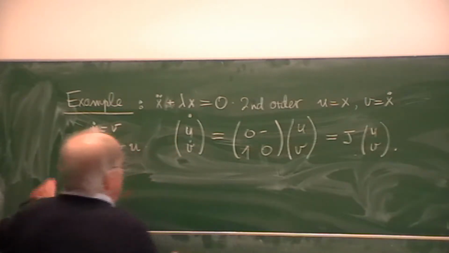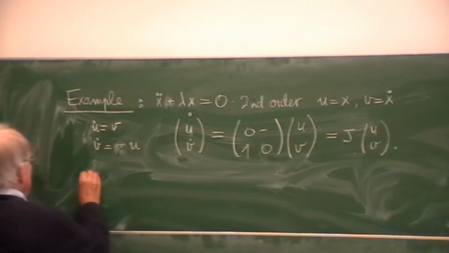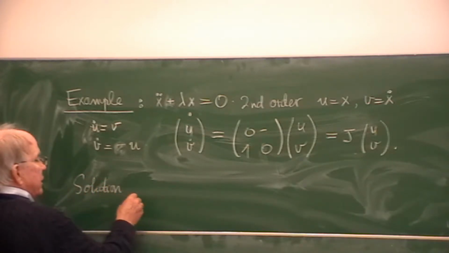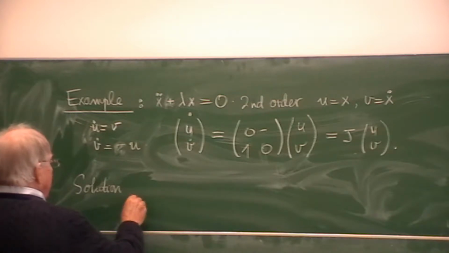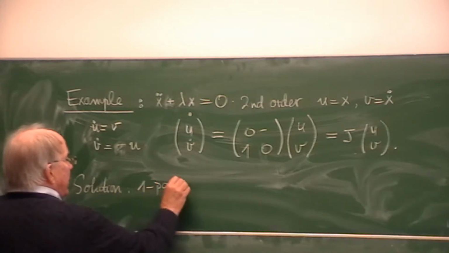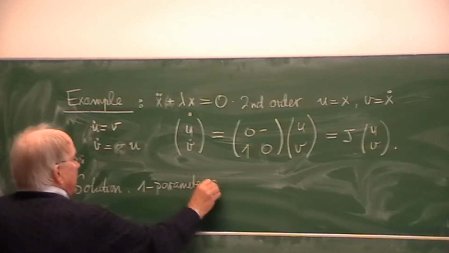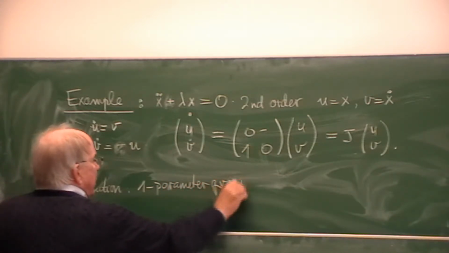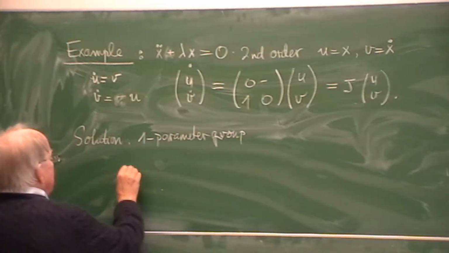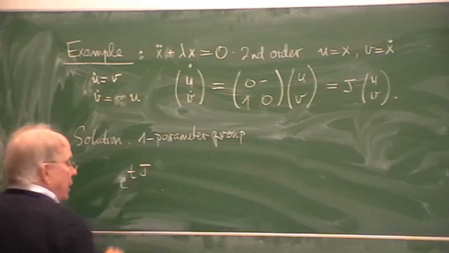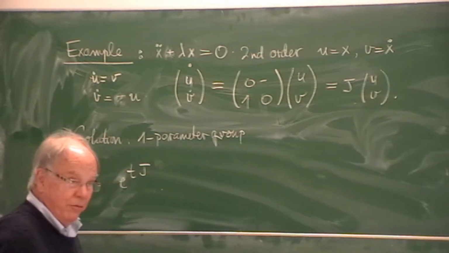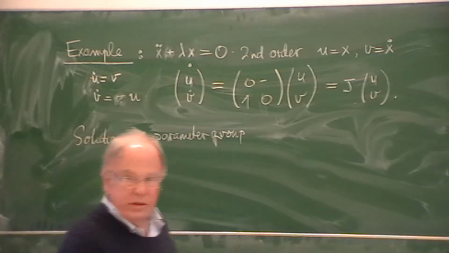And you know, this is a linear ODE, and the solution is a one parameter group, e to the t J. Right? And are you familiar with this? You should be familiar with this.